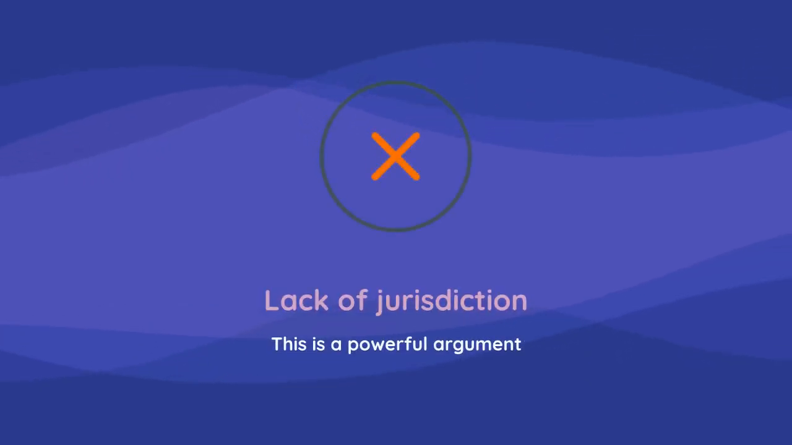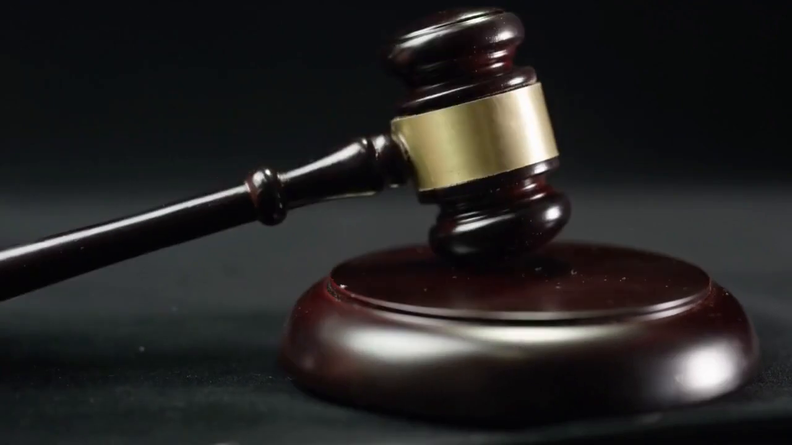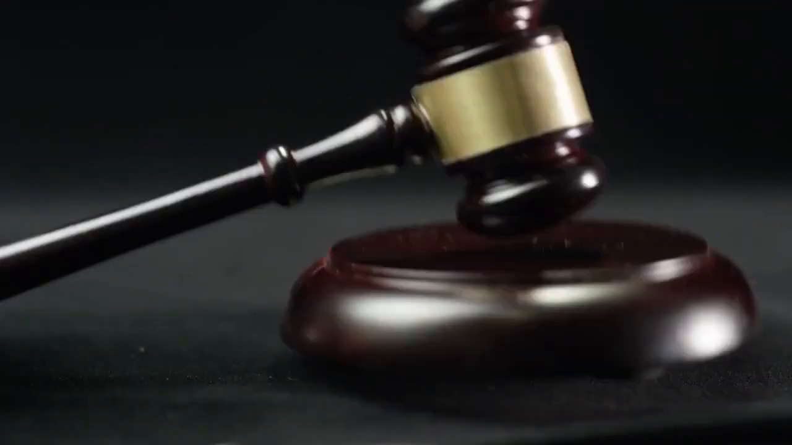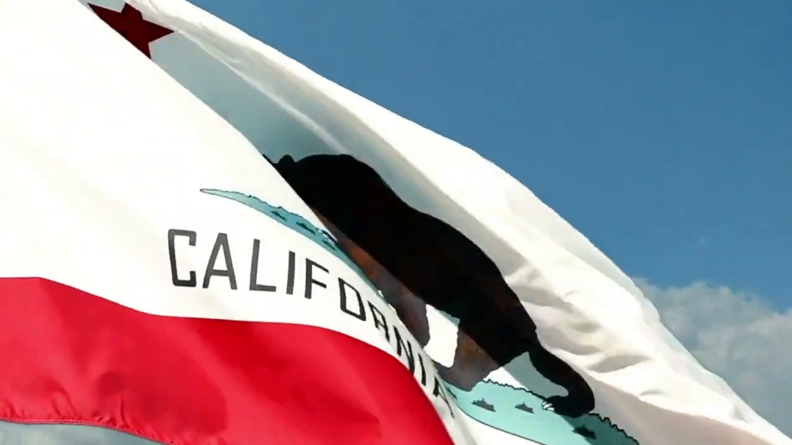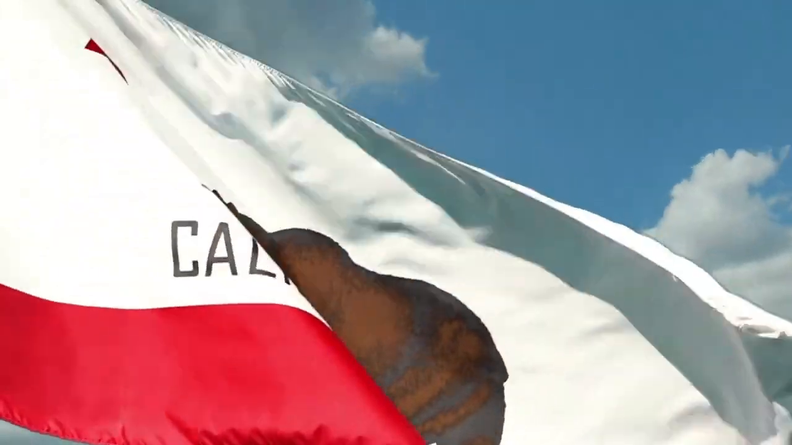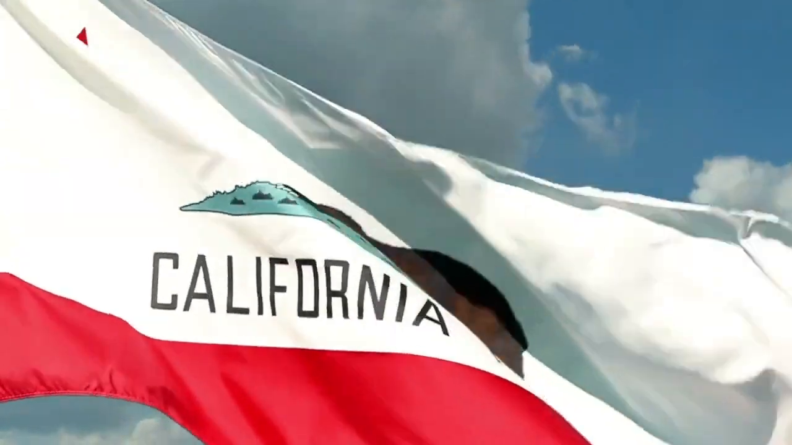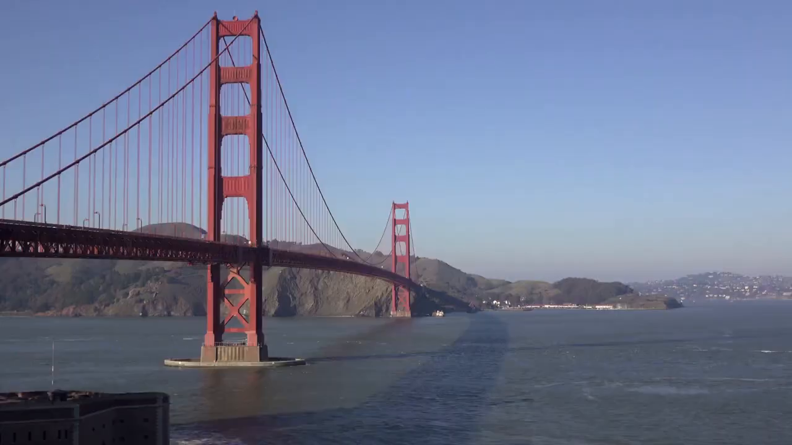First, lack of jurisdiction. This is a powerful argument. It means the court in that specific location doesn't have the legal authority to decide your case. For example, if a custody case is filed in California but the children have lived their entire lives in Texas and have no connection to California, the California court may lack jurisdiction.